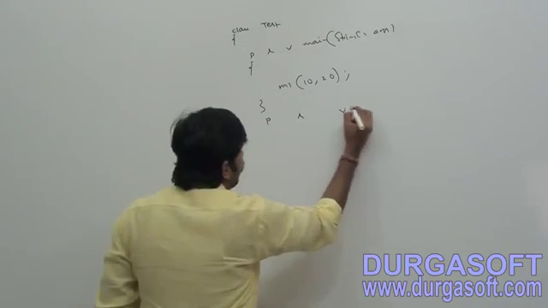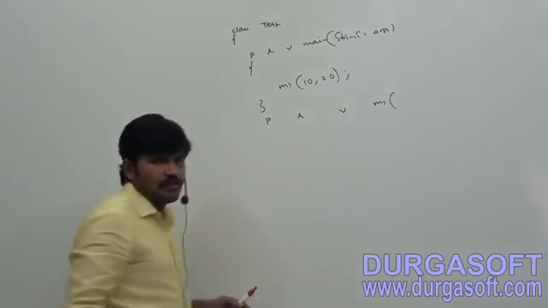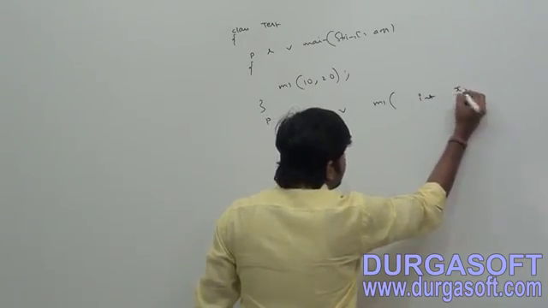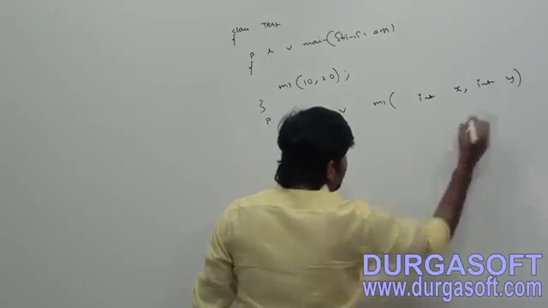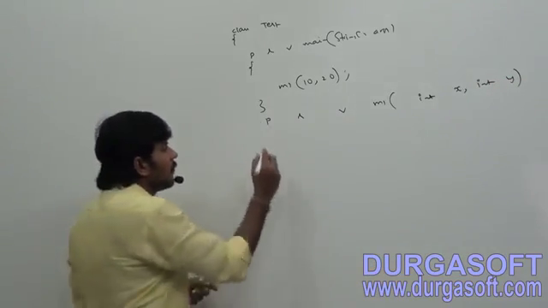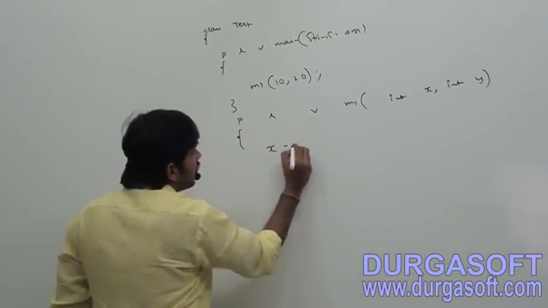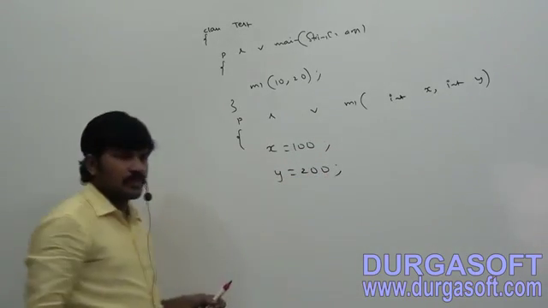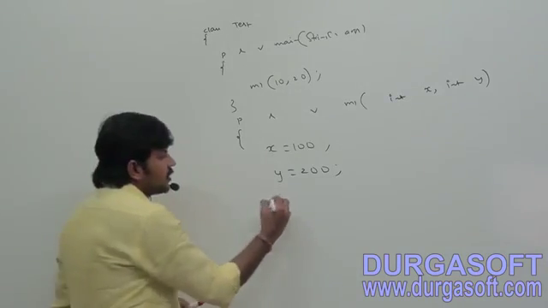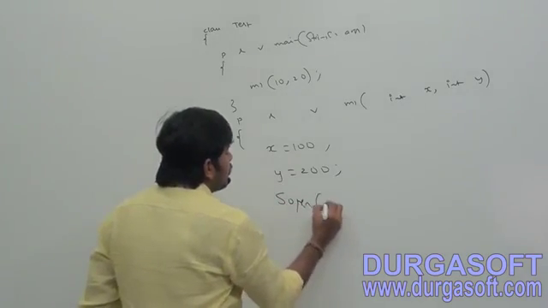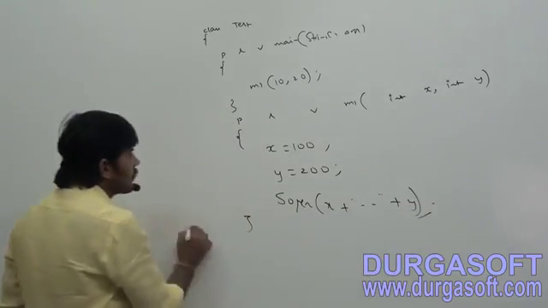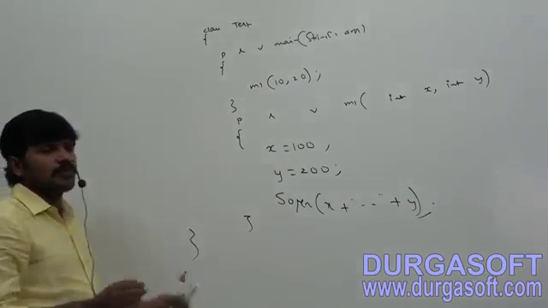Public static void M1(int x, int y). Inside, x is equal to 100, y is equal to 200; I can reassign. Then System.out.println of x and y. Here, observe, this is my program.